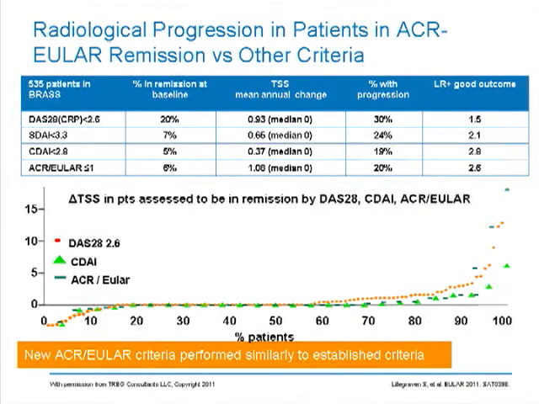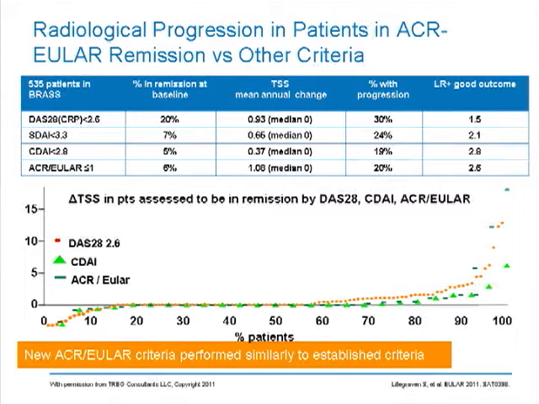What about radiologic progression in patients who have achieved the new ACR EULAR remission versus other criteria? So this was 535 patients out of the BRASS registry from Harvard. And they looked at patients in DAS remission. This is a DAS CRP of less than 2.6, which is not equivalent to DAS28 ESR. They looked at an SDAI of less than 3.3, CDAI of less than 2.8, and the new ACR EULAR criteria where everything is less than or equal to 1.